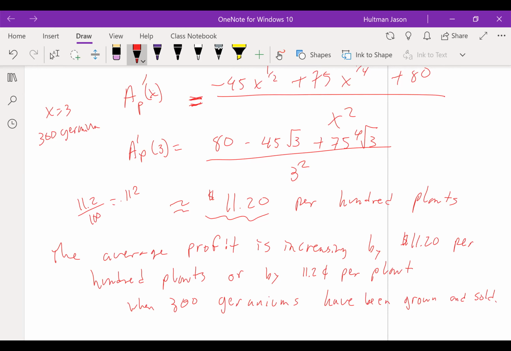Okay, and that's it. That's 1.5 and 1.6. Oh, okay. It shouldn't be 300, it should be 3 if you plug in the x. So, yeah.